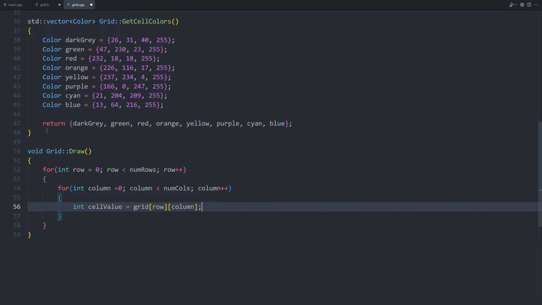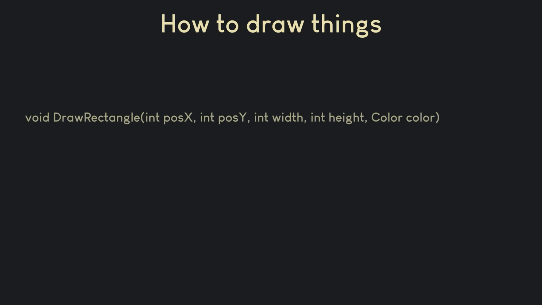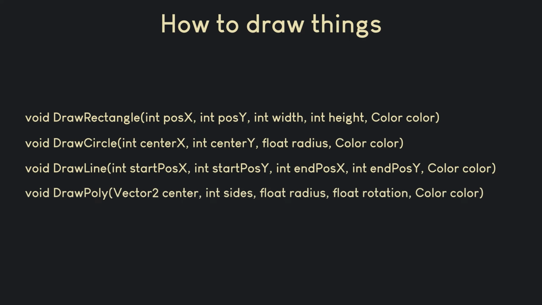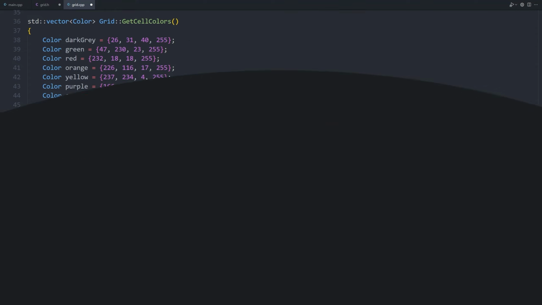Now before we draw something, let's talk about how raylib draws simple shapes on the screen. Raylib provides various functions to draw simple shapes on the screen, including rectangles, circles, lines, and polygons. When using any of these functions, you need to specify where on the screen you want the shape to be drawn. For instance, to draw a square, we can use the DrawRectangle function. This function takes 5 arguments: the x and y coordinate of the top left corner of the square, the width and the height of the square, and a color. In our game, the cells are square, so we will use the DrawRectangle function to draw the cells of the grid. Let's go back to our code.